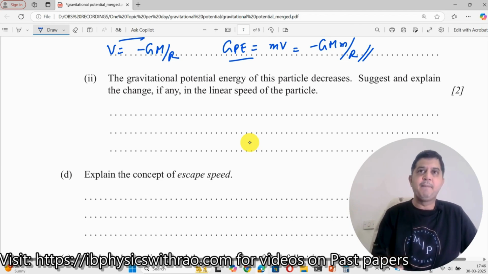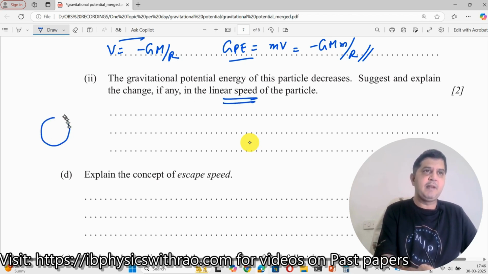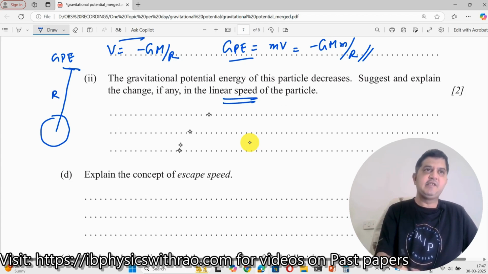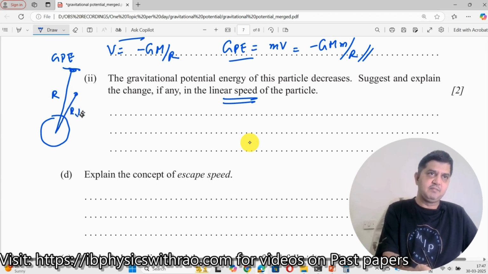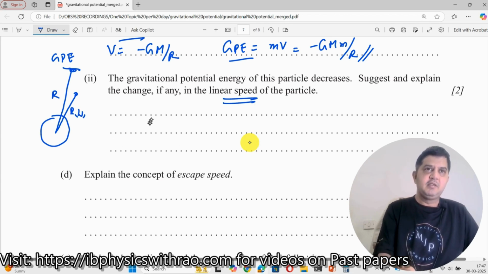Remember this. Suggest and explain the change, if any, in the linear speed of the particle. What happens to the linear speed of the particle? Now, this is the planet. This was the distance r. Initially, this was your GPE. Now, what has happened is, he says that the GPE has decreased, which means what? The particle has come closer. It is somewhere over here. It means R is reduced. What will happen to the particle? The particle's velocity will become higher. The linear speed of the particle will become larger.